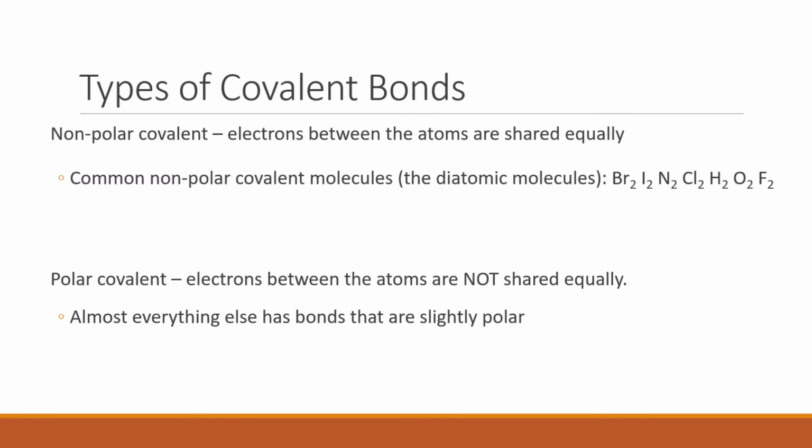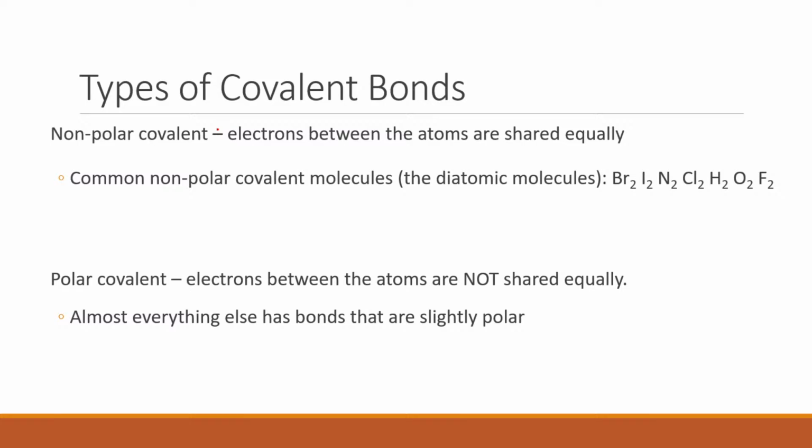Today we're going to talk about covalent bonds in more detail, looking at what makes them polar or nonpolar. Then we're also going to take a look at the overall molecule and see what makes it polar or nonpolar. But first we need to define polar and nonpolar.